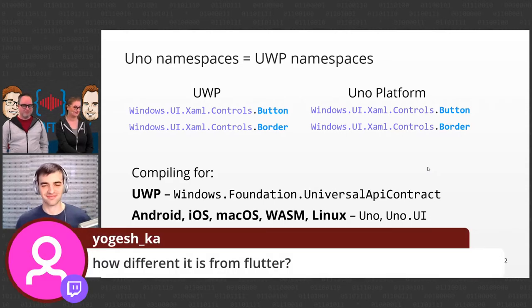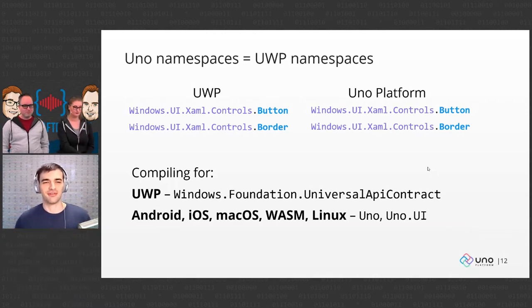And that's great. Nice. How different is it from Flutter? From Flutter? Flutter is rendering using SkiaSharp, if I'm not... There are multiple different ways Flutter can render. Flutter can render using SkiaSharp, similarly to Uno Platform on Linux, but also using native rendering capabilities like Uno Platform does. The difference here is that Flutter is not .NET based.